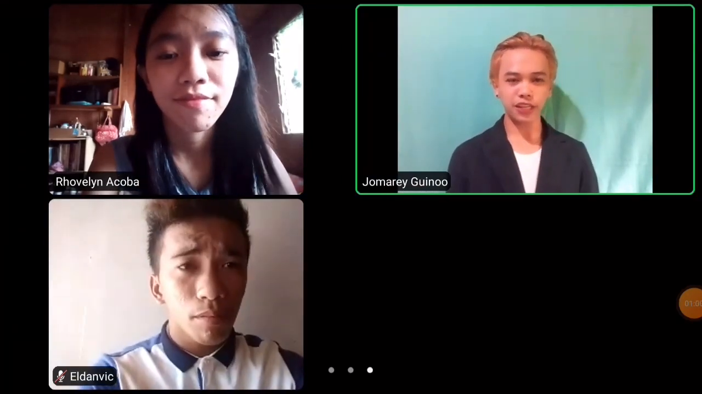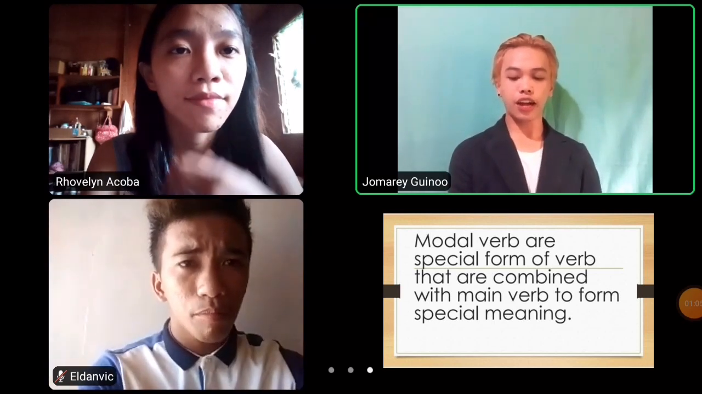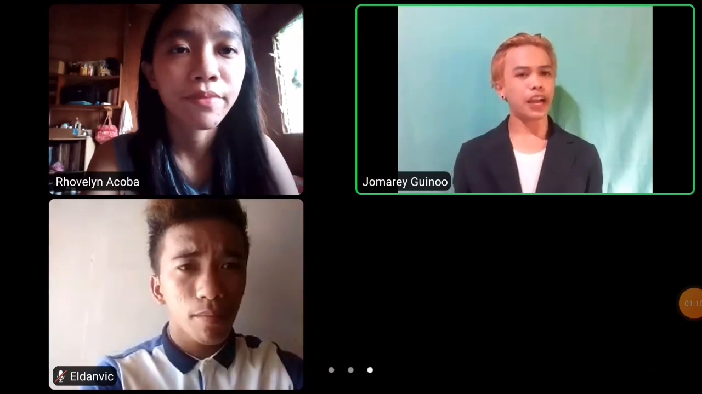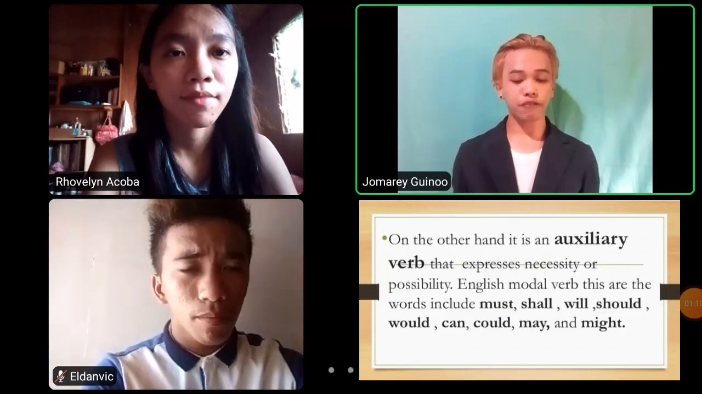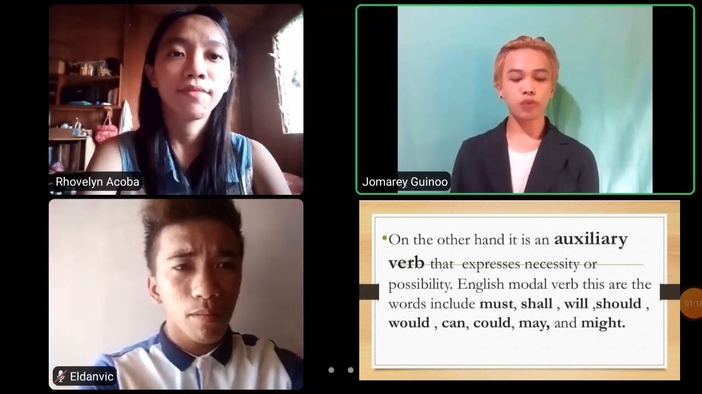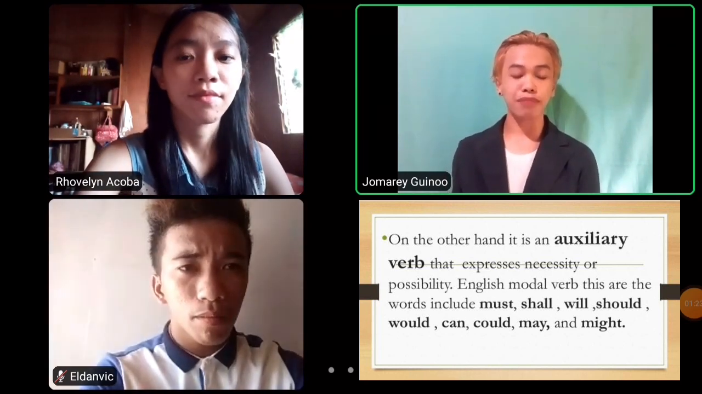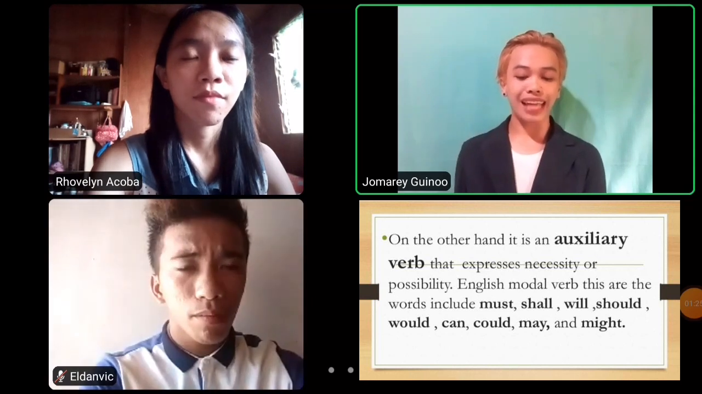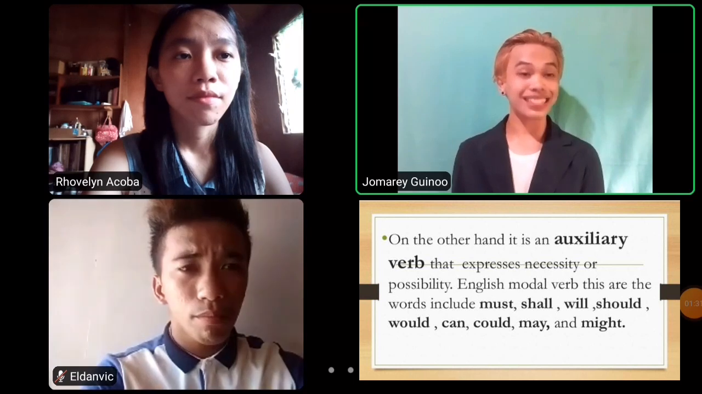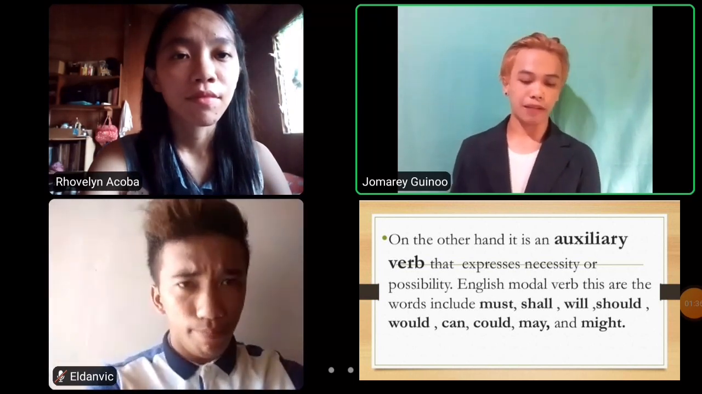So, to further explain, modal verbs are special verbs that are combined with main verbs to form special meaning. On the other hand, it is an auxiliary verb that expresses necessity or possibility. Since we mentioned the word auxiliary verb, it means that it is a verb that adds function or grammatical meaning to a clause in which to express tense, aspect, modality, voice, emphasis, etc.